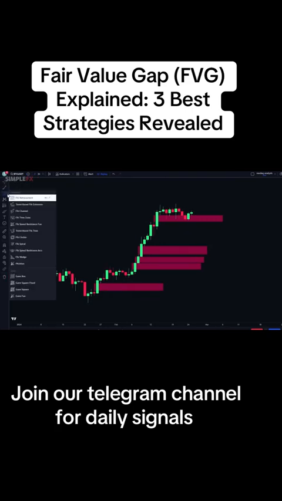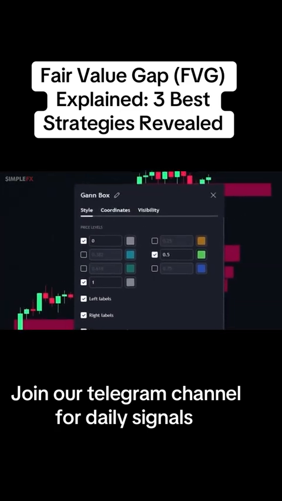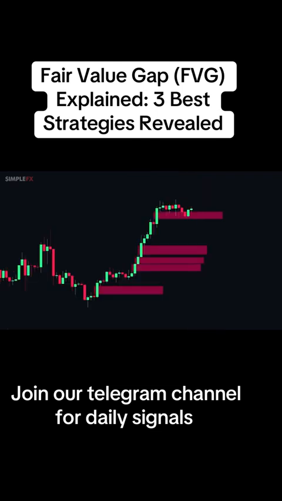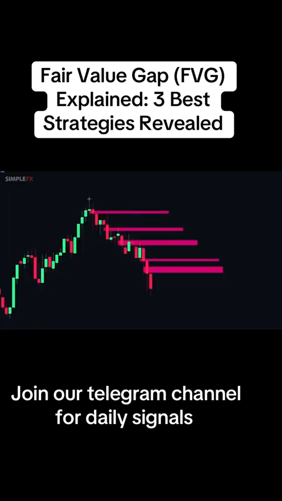On a charting platform like TradingView, you can use the Gambox tool. You then go to Settings and set the price levels to 0, 0.5, and 1. To use the tool, you drag it from the swing low to the swing high of the movement that contains multiple fair value gaps. This line in the middle separates the fair value gaps, and you should only focus on the gaps located on the bottom area and ignore the ones on the upper area. Same thing for shorts.